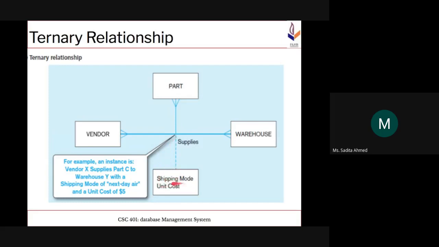So these two, shipping mode and unit cost, are actually attributes which belong to the supplies relationship. These are relational attributes of the supplies relationship, shipping mode and unit cost, right? So for example, a relationship instance of this relationship could be that a certain vendor, let's say vendor X, as it says here in the example, supplies a specific part, part C, to a specific warehouse, warehouse Y, with a certain shipping mode value and a certain unit cost, right?